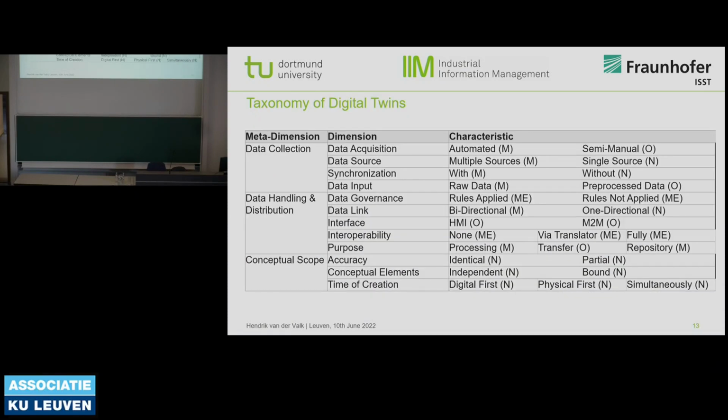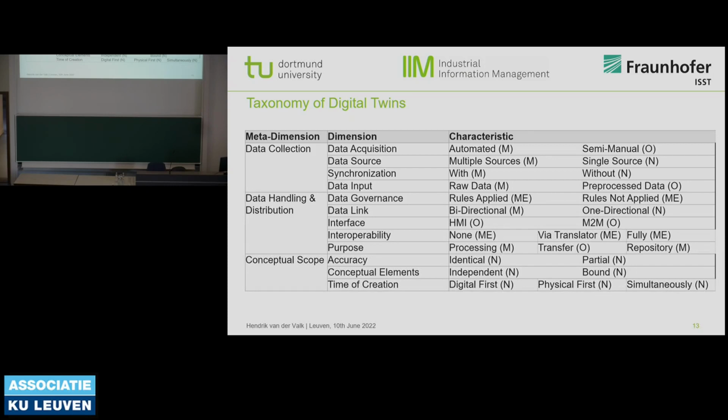And now coming to the taxonomy, you can see we have 3 meta dimensions and several dimensions with at least 2 characteristics each. And as you can see, there are some characteristics which are mandatory for a digital twin. For example, we do need an automated data acquisition from our real-world counterpart twin, we do need multiple data sources, and that does not mean that we need multiple sensors on our real world, but we do need sensors, we do need applications, we do need historical data and so on. We do need a synchronization, and we do need raw data as input directly from our real-world application, and everything has to be bidirectional. So we do need an automatic data flow back to our real world.